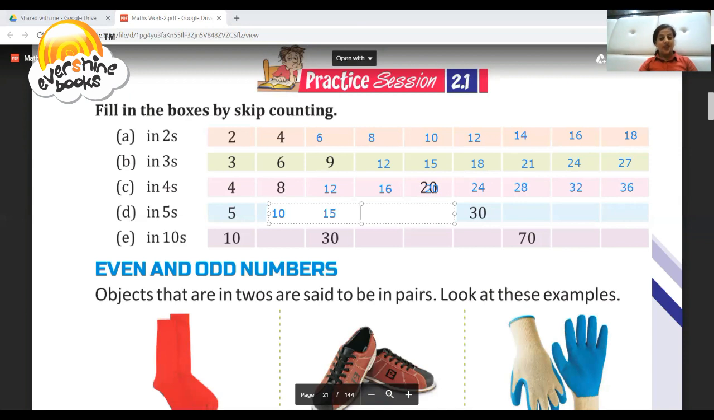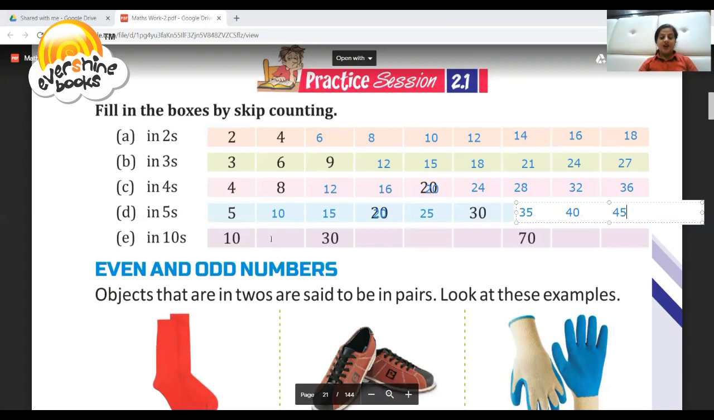The concept is there. After 15, 20. After 20, 25. After 25, 30. After 30, 35. After 35, 40. After 40, that is 45.